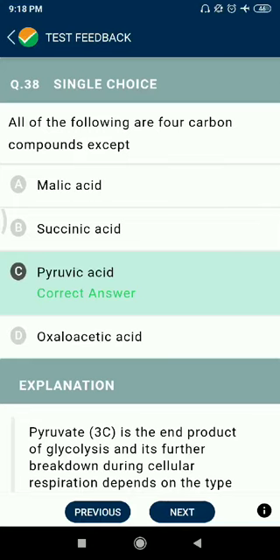Question number 38. All of the following are 4 carbon compounds except pyruvic acid, because pyruvic acid is a 3 carbon compound. You can relate it like this: methane, ethane, then propane. Propane also has 3 carbons, and P for pyruvic acid and P for propane, so it also has 3 carbons.